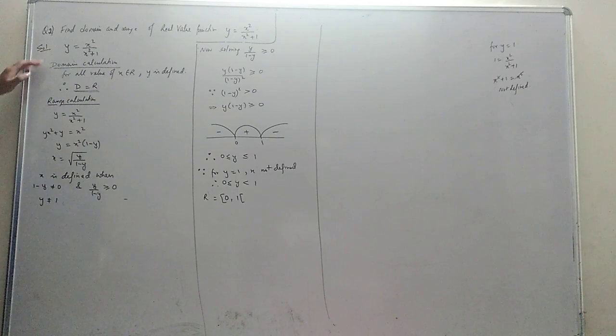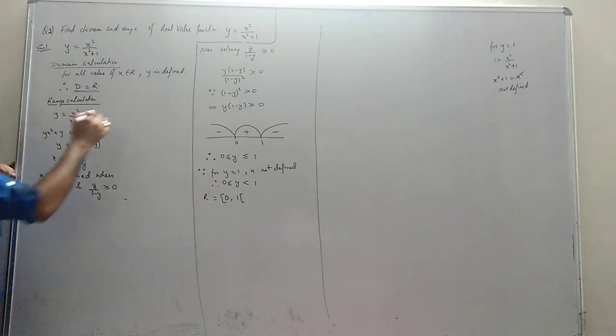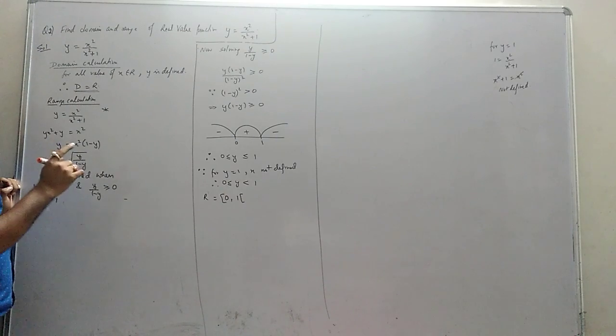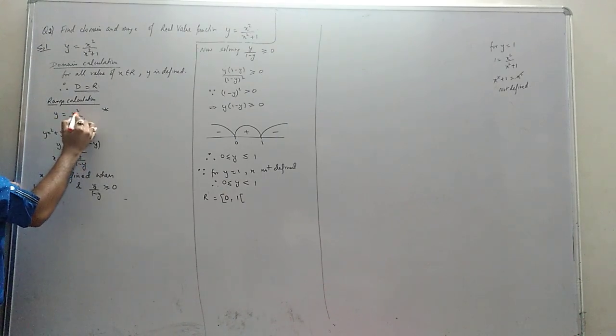Understand? Now comes the range calculation. Now for range calculation, what is your job? Y in terms of x is given, and your job is to convert x in terms of y. Now see here, at this point, I want to discuss something which is there at class level. At this point, there are danger questions. What is a danger question? How to understand some questions are dangerous? Now see, here the x type is same, x square.